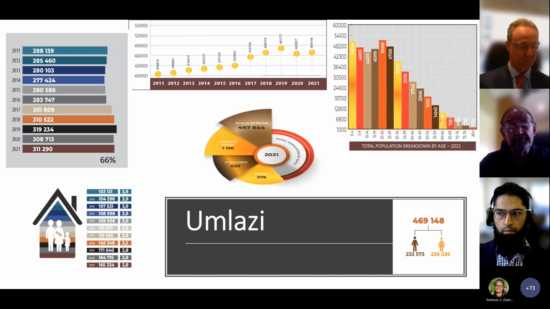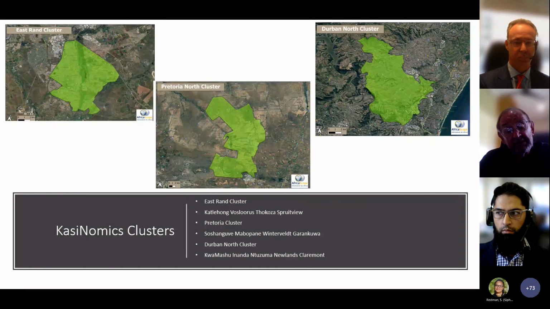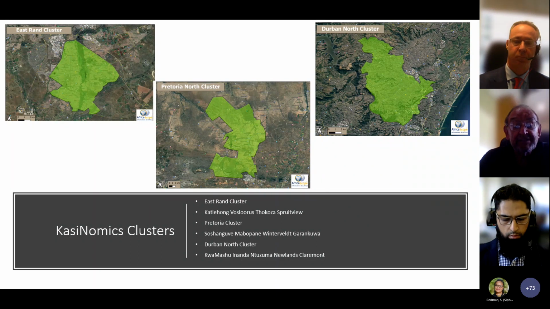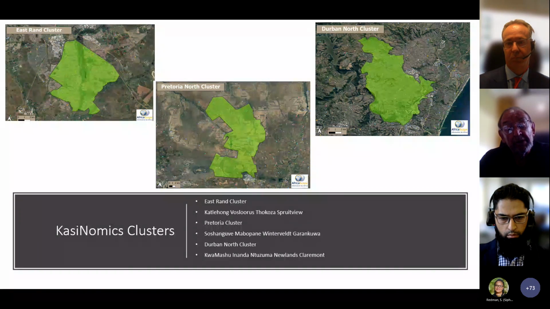Many of our clients also like to look at the larger townships in greater context, so they ask us to develop an understanding of larger townships or the clusters of townships. And so on the East Rand, for example, we cluster Katlehong, Vosloorus, Tokoza, and Spruitview. Around Pretoria is Soshanguve, Mamelodi, Winterveld, and Garankuwa. And then, of course, in the Durban North cluster, which is north of Umlazi, we look at KwaMashu, Inanda, Ntuzuma, Newlands, and Claremont.